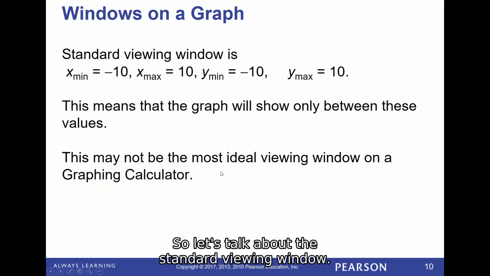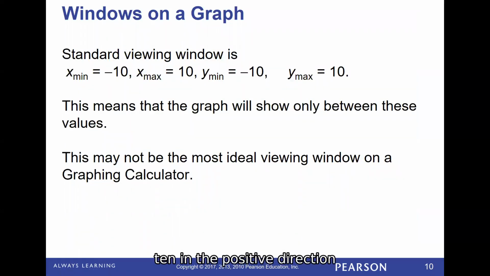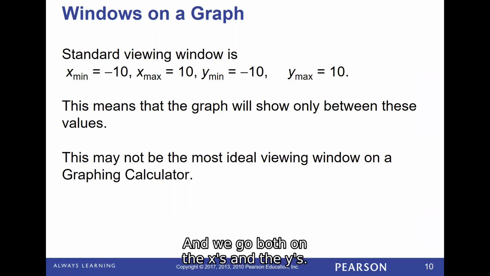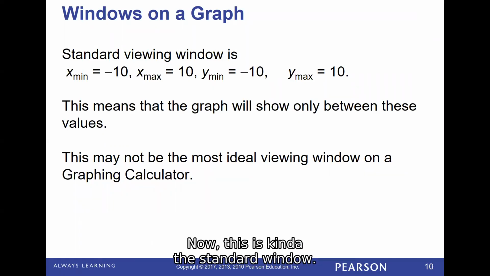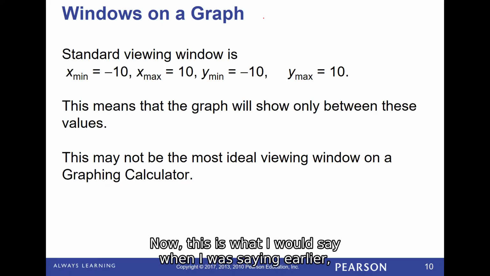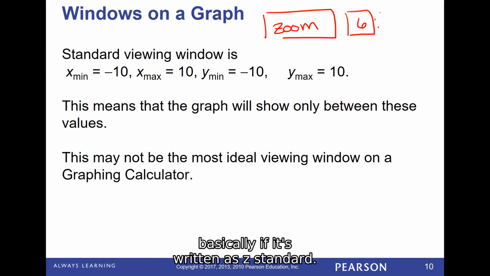So let's talk about the standard viewing window. Now, the standard viewing window is basically from 10 in the positive direction to 10 in the negative direction, and we go both on the X's and the Y's. This means that the graph will only show between these values. This is the standard window, and this is what I was referring to earlier when I said zoom. So you hit that zoom button, and then the number 6, which is written as Z standard.